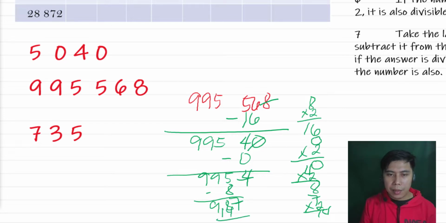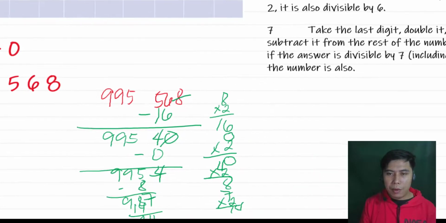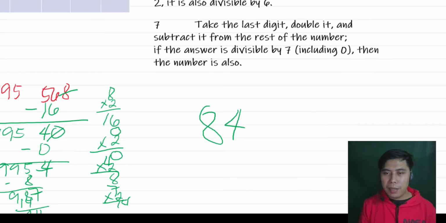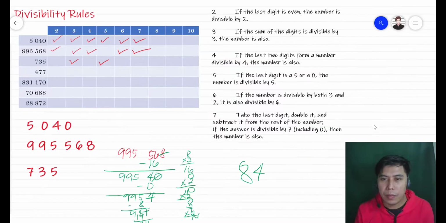98 minus 14, we get 84. So since 84 is divisible by 7, or it's a multiple of 7, then we can say that this number is also divisible by 7.